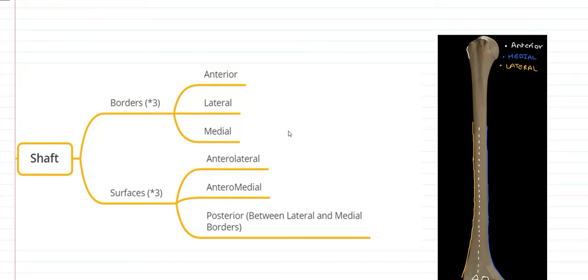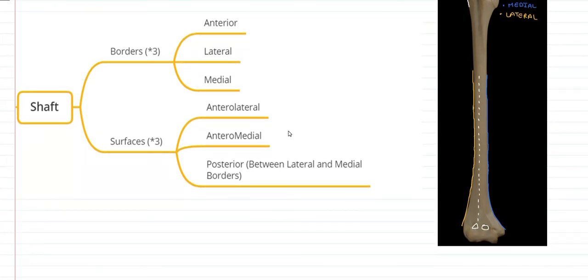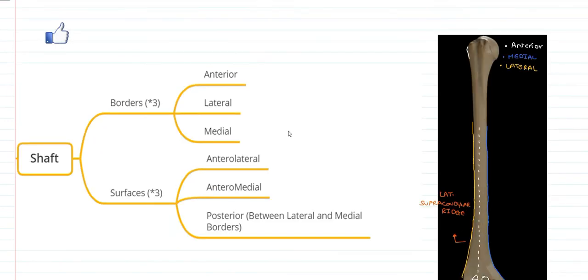On the lower end, the lateral border will form the lateral supracondylar ridge, which is an insertion point for the lateral intermuscular septum. Since we have the lateral supracondylar ridge, we also have the lateral supracondylar crest, which lies medial to the lateral supracondylar ridge. Next, we will discuss the medial border of the humerus. On the upper end, it forms the medial lip of the intertubercular sulcus, and it will form the medial border of the humerus. On the lower end, similar to the lateral border, it will form the medial supracondylar ridge.